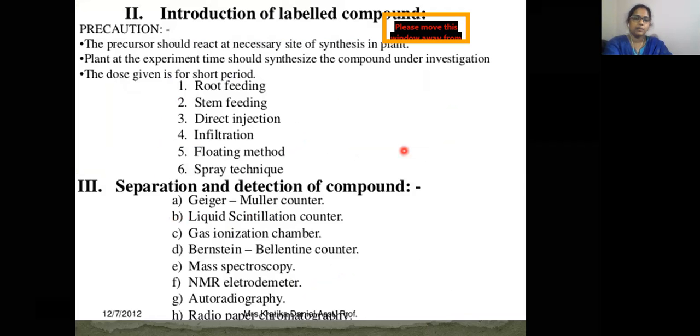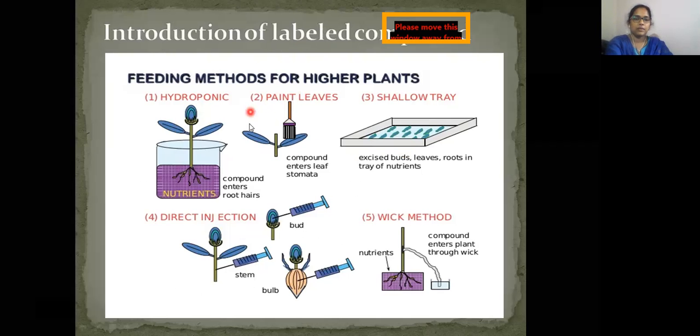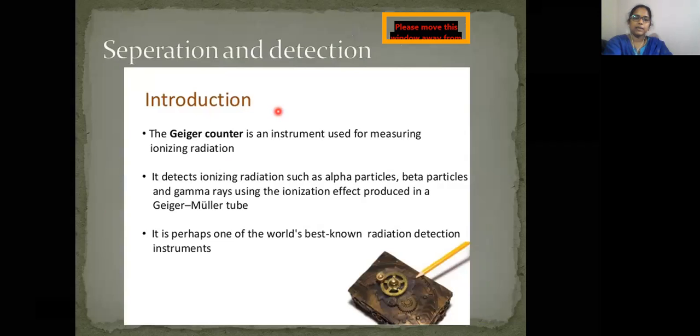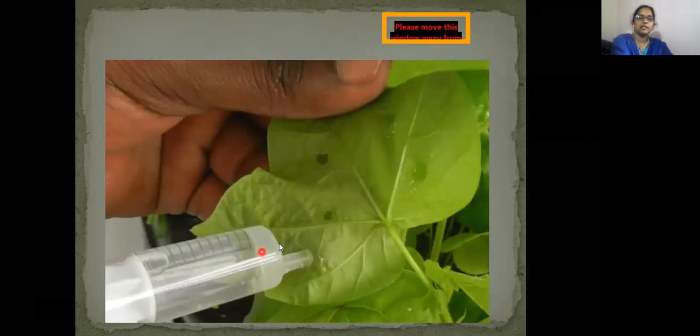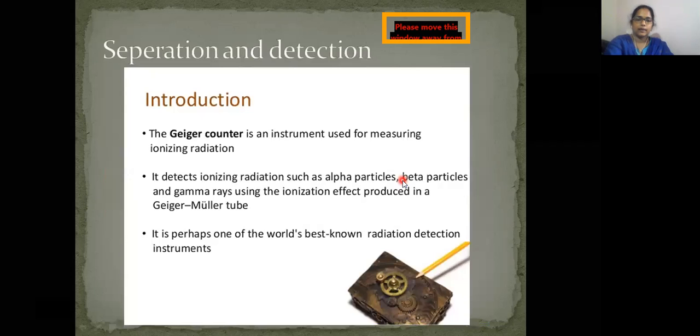And the last method is the spraying technique. Here you can see that instead of spraying, they are painting also. You can directly take the sample or solution containing radio labeled compounds and paint it over the surface. Generally you can use this for leaves. And for spraying, you can just take a sprayer and spray it. Here he is just placing the liquid using a syringe. He is not injecting, he is just placing. Instead of placing like that, you can use a spraying bottle and spray it over the leaves.